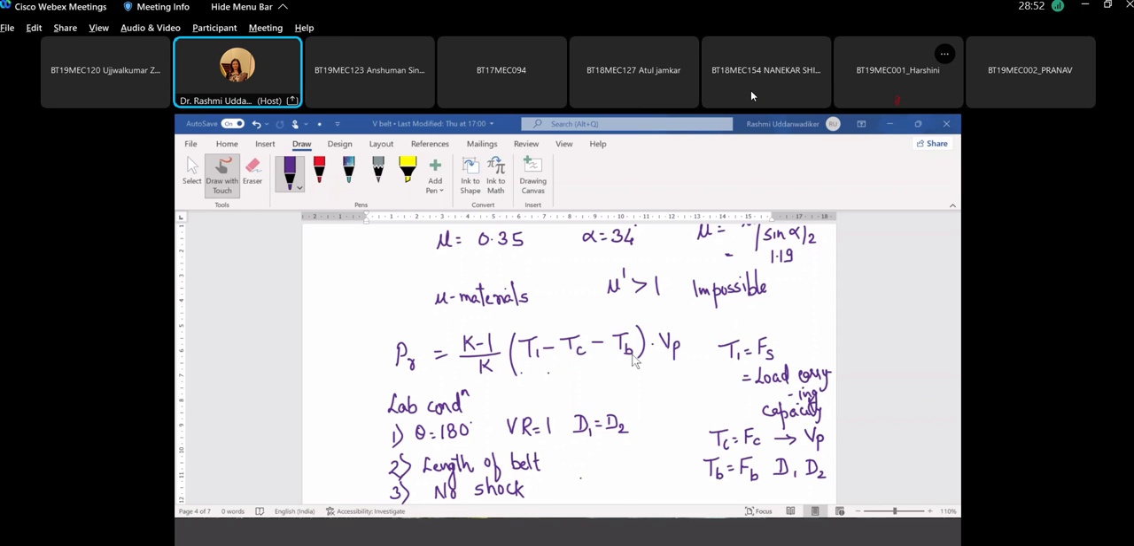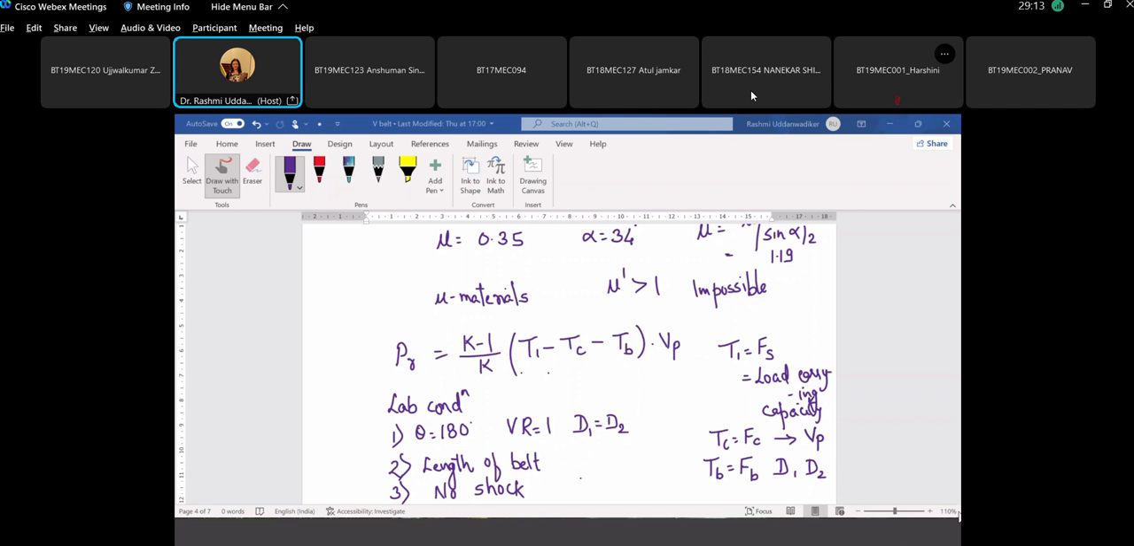And then we have these three tensions. This is the belt tension, responsible for the load carrying capacity. This is the centrifugal tension and this is the bending tension. And this is the peripheral velocity. Using this formula, the value of PR is calculated and it is listed in the first table in the V-belt drive in the design data book.